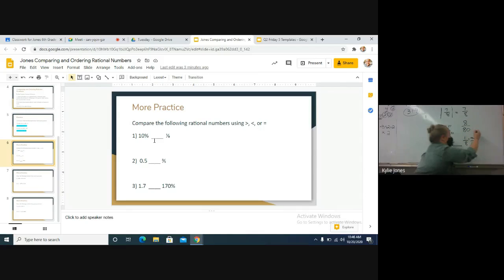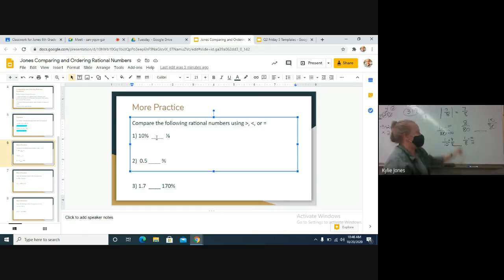80. Is less than, greater than, or equal to, what's 1 times 10? 10, and 8 times 10? 80. So now we need to look at our numerators. Is 8 less than, greater than, or equal to 10? 8 is less than.